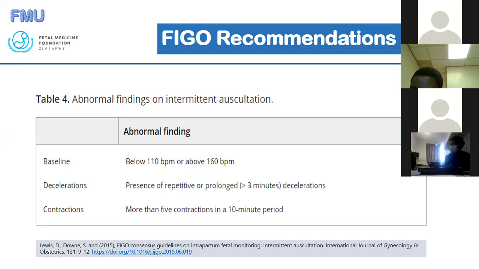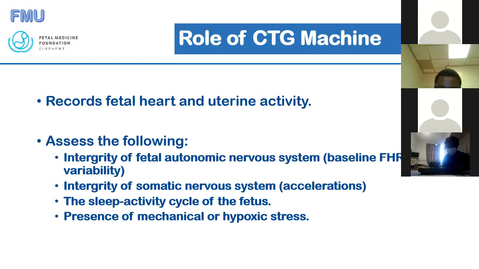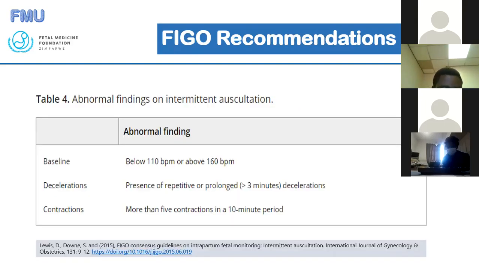Probably with Doppler, if people are to use a handheld Doppler, this will improve. But even when the handheld Doppler is being used, none of this is being done. Then the contractions: more than 5 contractions in a 10-minute period should be recorded as abnormal, as tachysystole. I've not seen tachysystole being recorded.